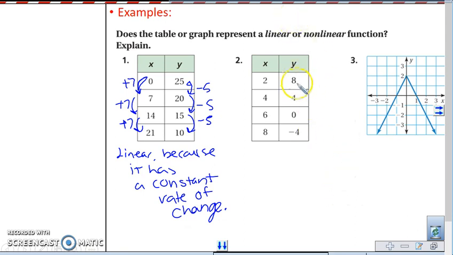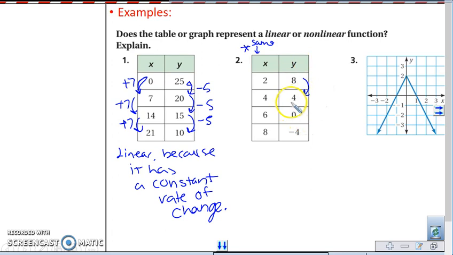Let's go to example 2. I always start with the y. I don't know why. And make sure you're looking very carefully. The x's need to be going by the same in order to really determine if this is linear or not with the table. Okay, so don't let the tables get to you.